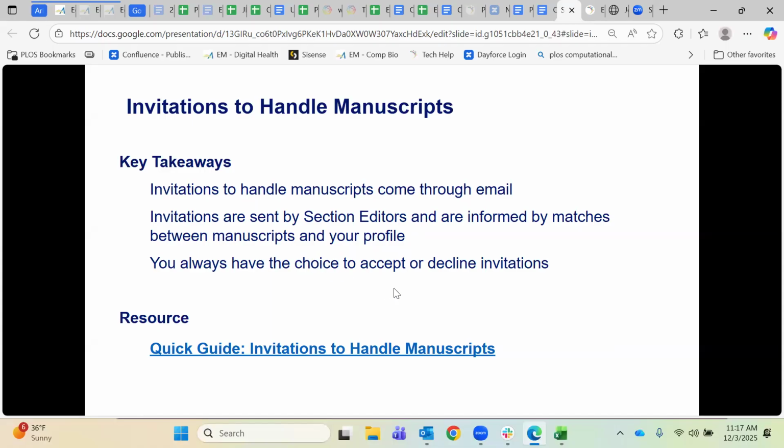So there are expectations, of course, with that. We typically expect that when you are available, you'll handle 1 to 3 manuscripts per month. We aim some of our calculations in terms of right-sizing our boards. We typically assume that academic editors will handle somewhere between 6 and 8 papers a year, and that's what we base some of our recruitment numbers on.